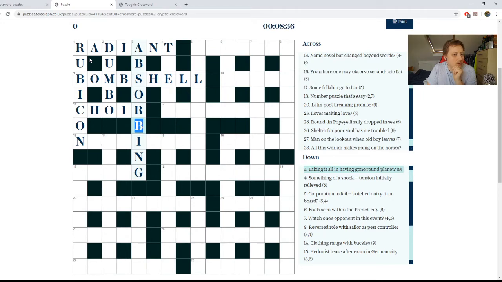Having gone round planet. Oh, right, so this is an &lit clue. What an &lit clue basically means is it doesn't fit any other category, and the whole thing is also a definition as well as the wordplay, really. So it's orbiting without IT, but I don't get the abs bit. Taking it all in, having gone round planet. Is it not absorbing?